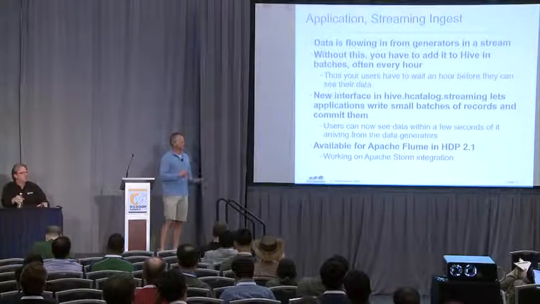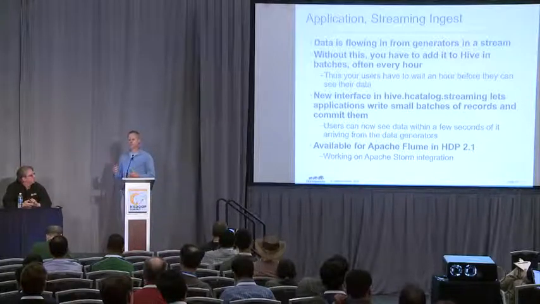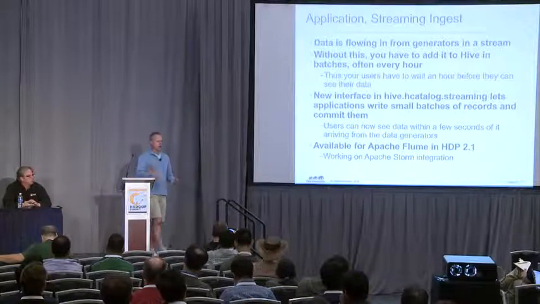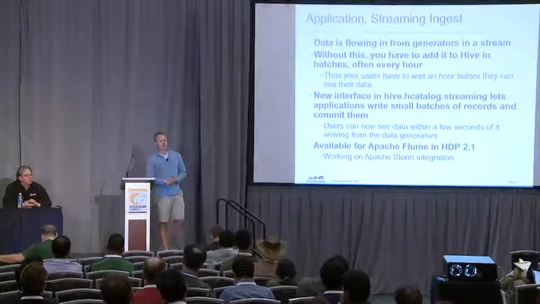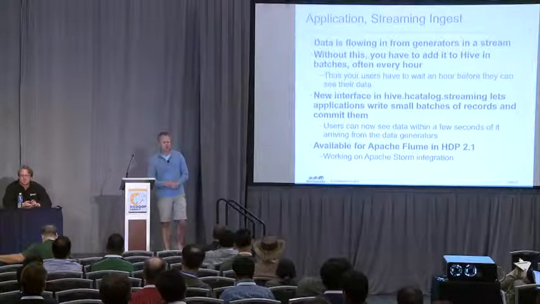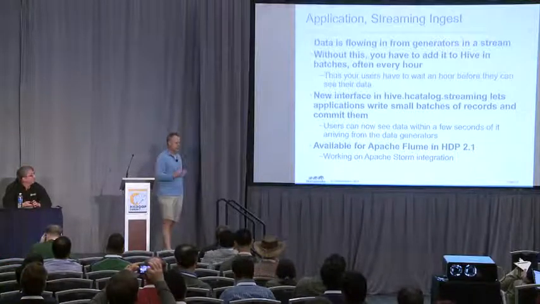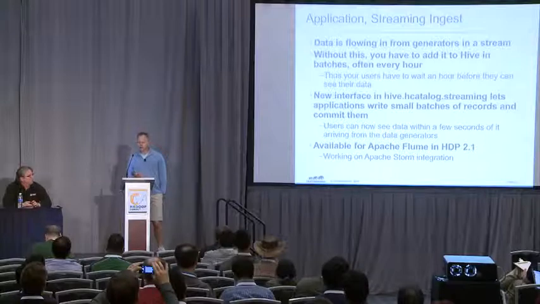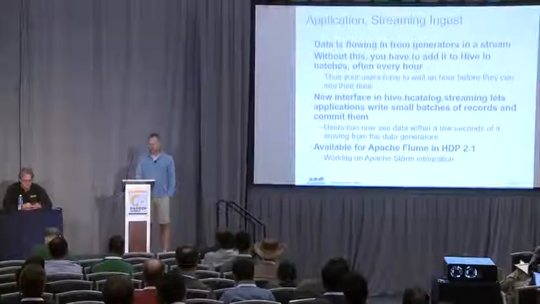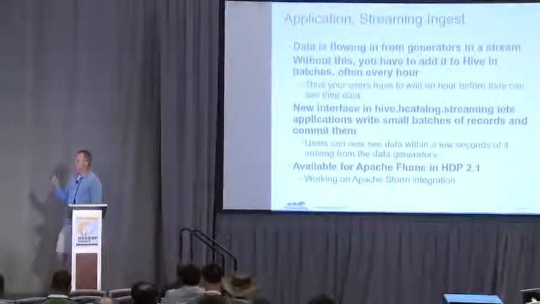That all works. But before Hive 13, the only way to get that into Hive was to wait for some amount of time, 15 minutes or every hour, and add a new partition. But what that means is your data is sitting there on HDFS, but your users can't see it unless they're using Hive, which is pretty bogus. We're adding latency there that's not needed. So what we've done is add a new interface called Hive HCatalog Streaming, where things like Flume can connect to this.